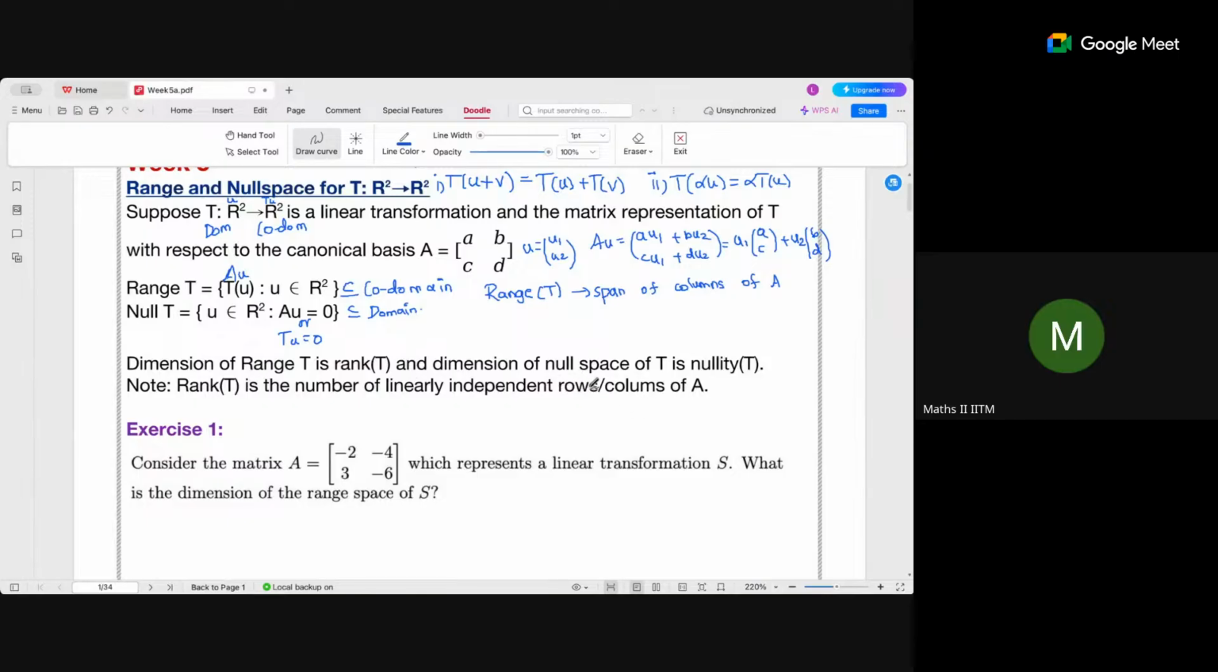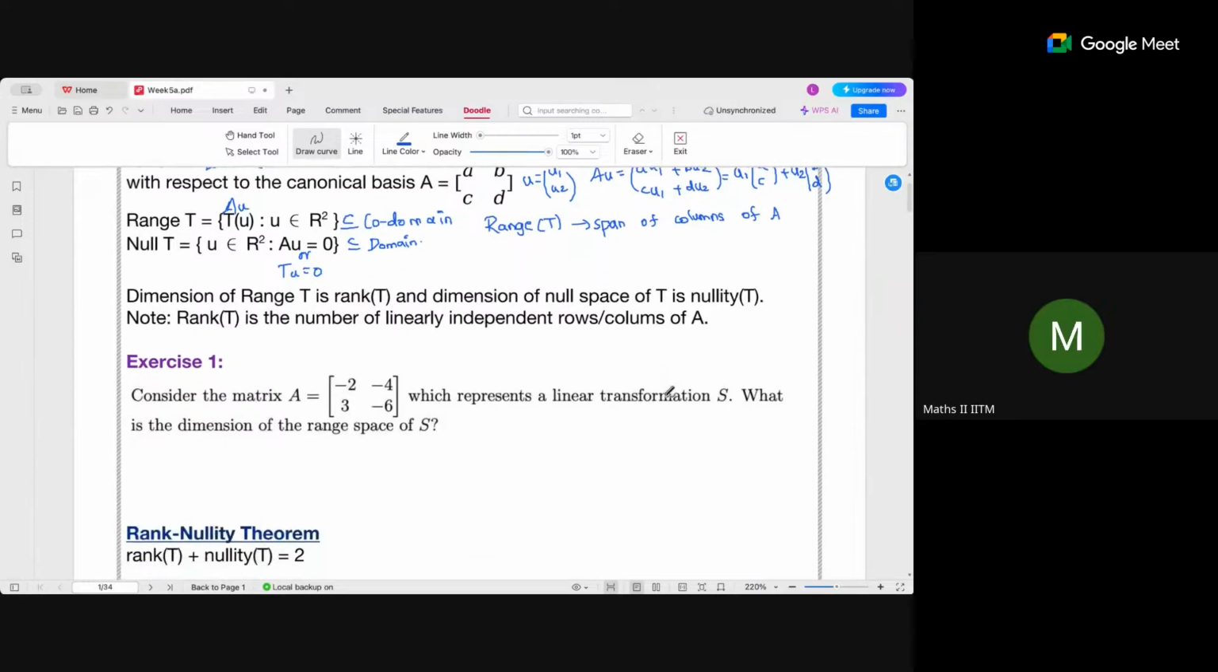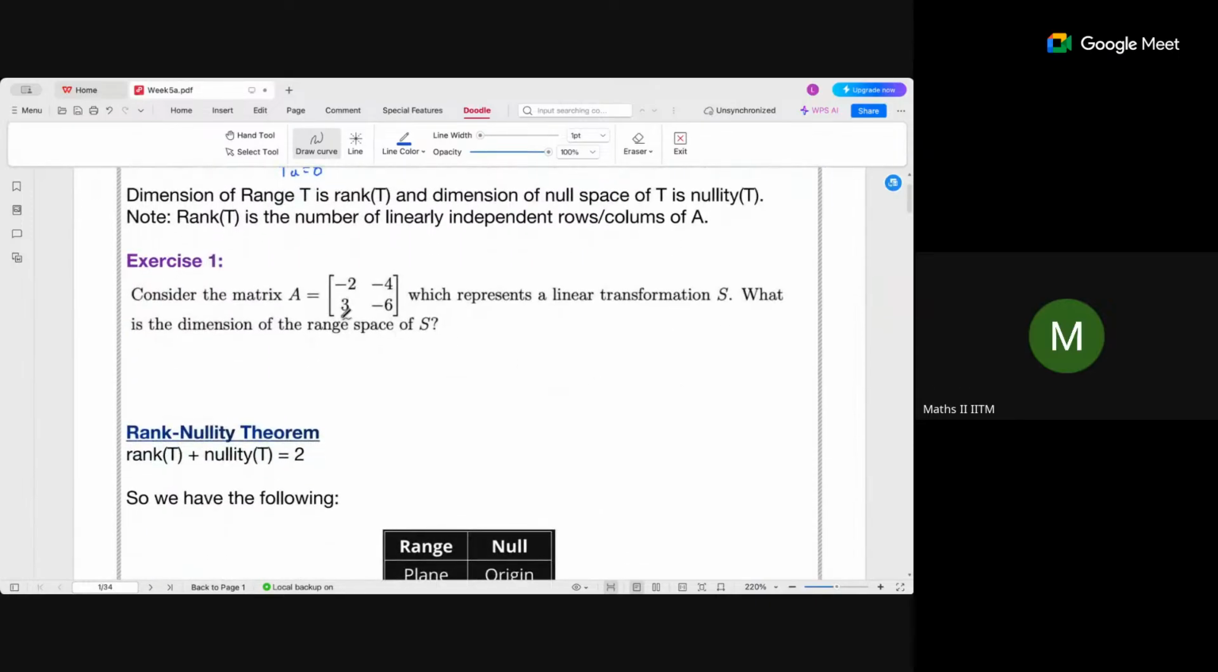And why can we also consider rows? We have already seen that for any matrix, the number of linearly independent rows is the same as the number of linearly independent columns of A. All right. Now consider this matrix A equal to minus 2, 3, minus 4, 6, which represents a linear transformation S. What is the dimension of the range space of S?